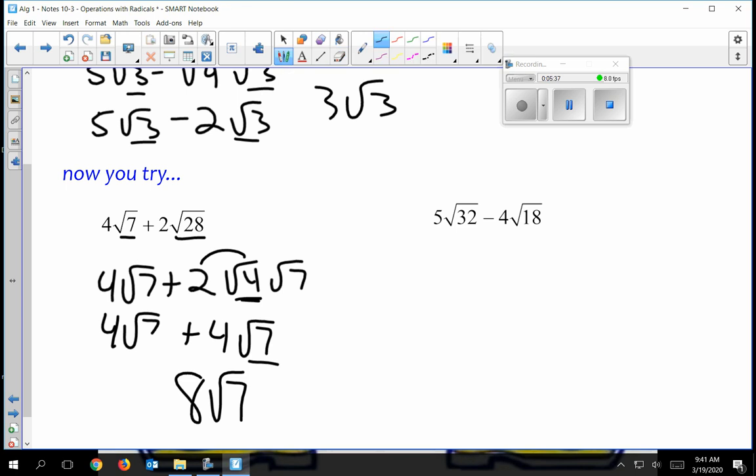All right. So once you pause it, try this other one on your own. This one's a little bit tougher because I can do something with the 32 and the 18 first. So pause it and give that one a shot.